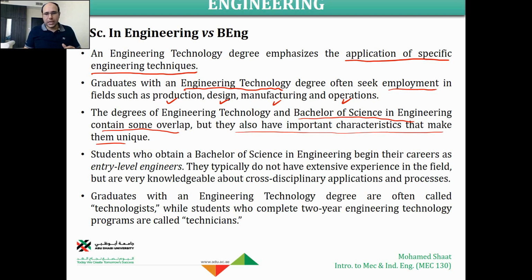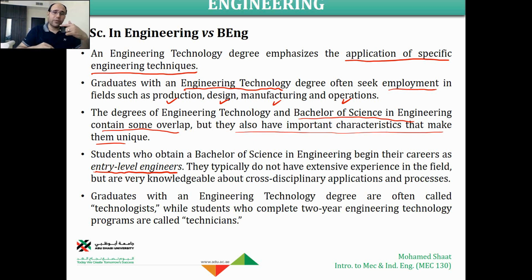Students who obtain a Bachelor of Science in Engineering begin their career as entry-level engineers. They have, like, zero experience, right? But they are qualified to acquire any job title related to their major, whatever it is.